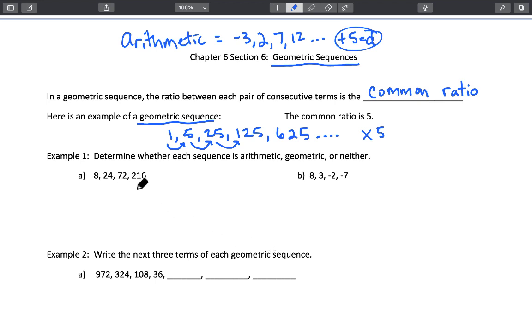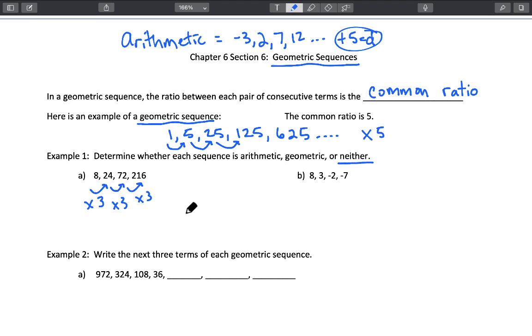Let's look at some examples. Determine whether each sequence is arithmetic, geometric, or neither. Now, if it's neither, then it won't have a common difference, nor will it have a common ratio. So looking at this first one here, 8 to 24, 24 to 72, 72 to 216, it looks like this is being multiplied by 3 in between each term.